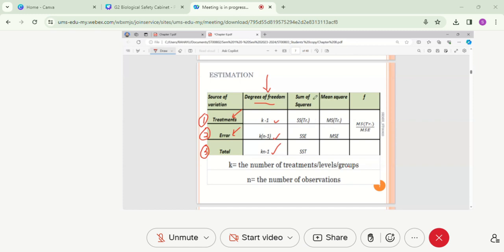And then the sum of squares: you need to get the sum of squares for treatment, the sum of squares of error, and then the summation of both gives you the sum of squares of total. So we need this one divided by this one to get the mean square of treatment. And the sum of squares of error divided by the degrees of freedom of the error gets the mean square of error.